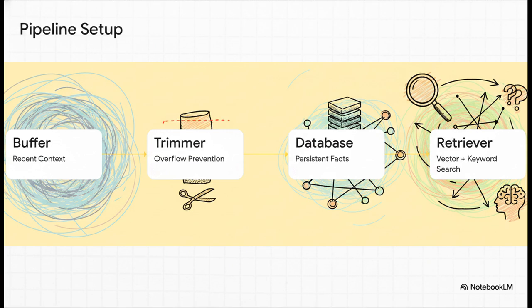Step 4 is where the real magic happens, the hybrid retriever. When a user asks a question, we don't just blindly look at the short-term chat. We pull the recent context, we query our SQL database for the hard facts, and we do a semantic vector search. We combine all of this into one perfect, highly relevant prompt for the LLM.